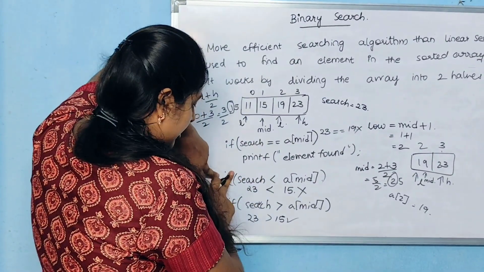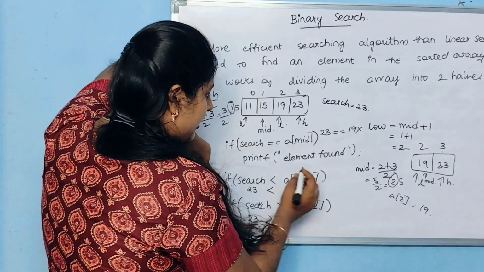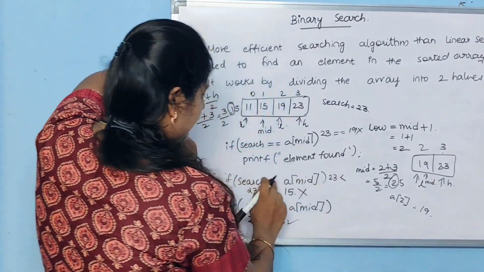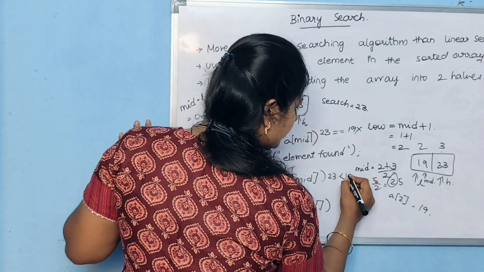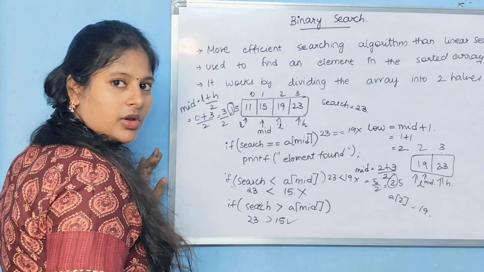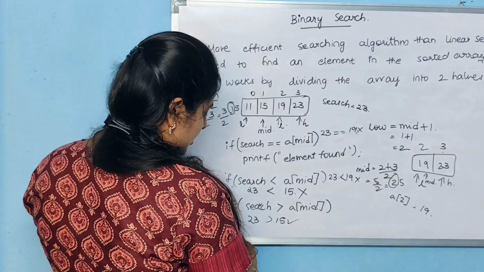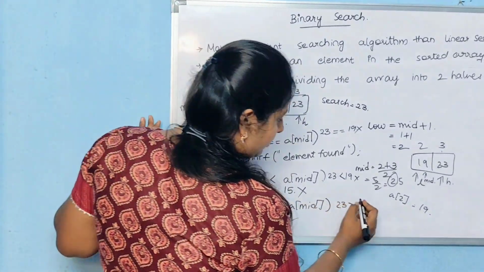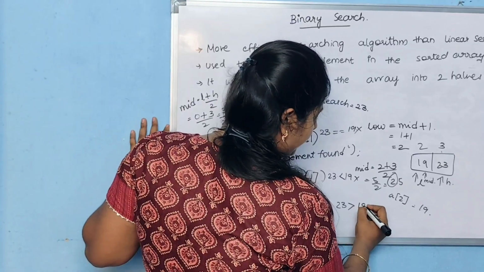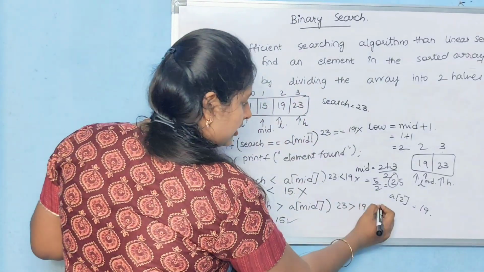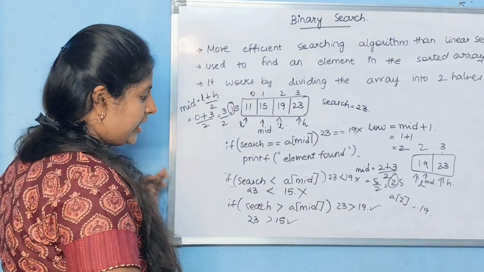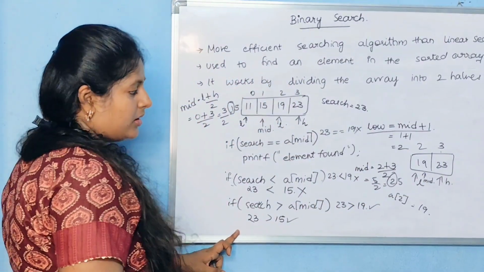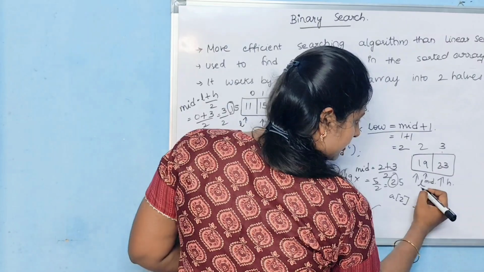After this I went to this statement. Now 23 is my search element. Is 23 less than my mid element? Again no. Now after this, if 23 is greater than A of mid, what is my mid element? 19. Yes, it is greater than the mid element. So what did I tell you? Low equals mid plus 1. So what is low right now? This one.